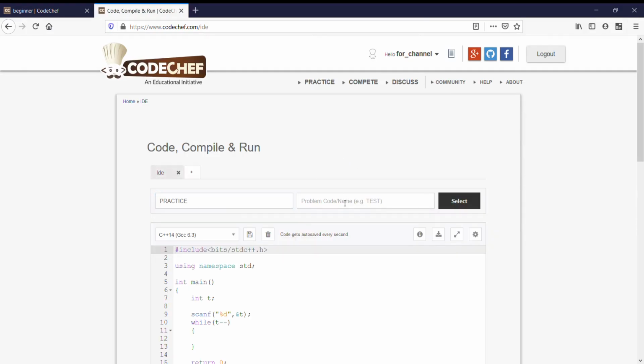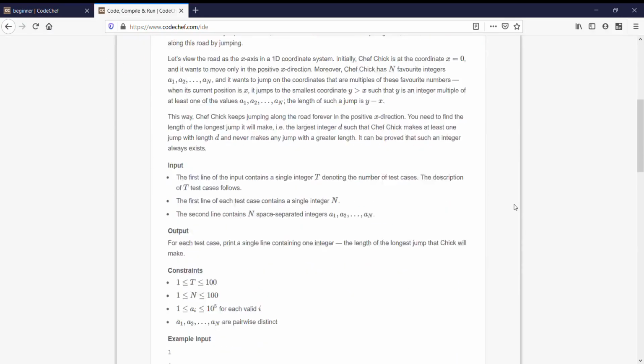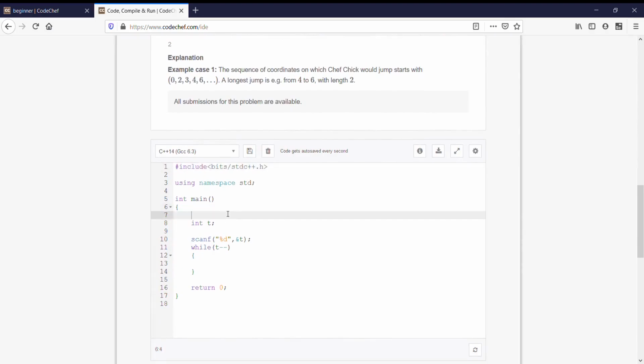right? Select your practice section, paste the code and select. So we get the question here. Let us first know what the question is.